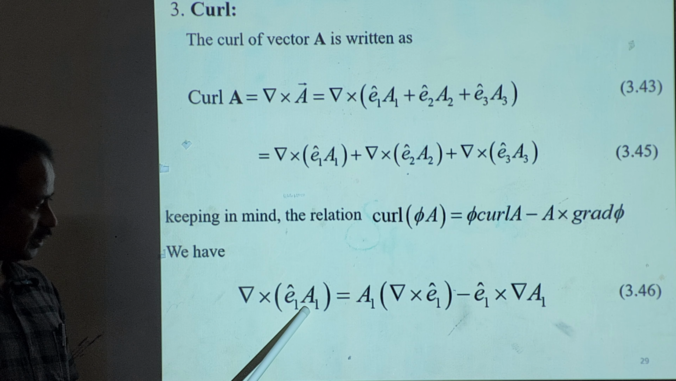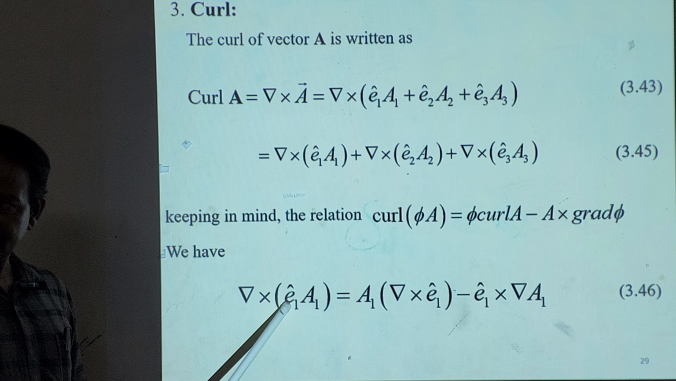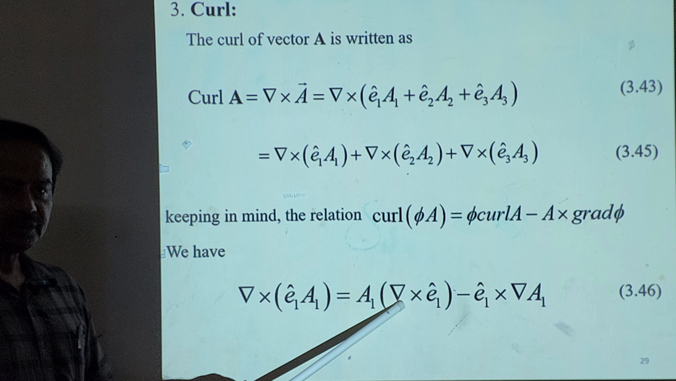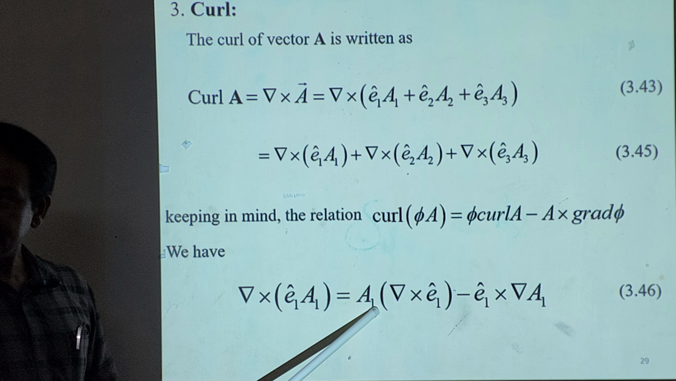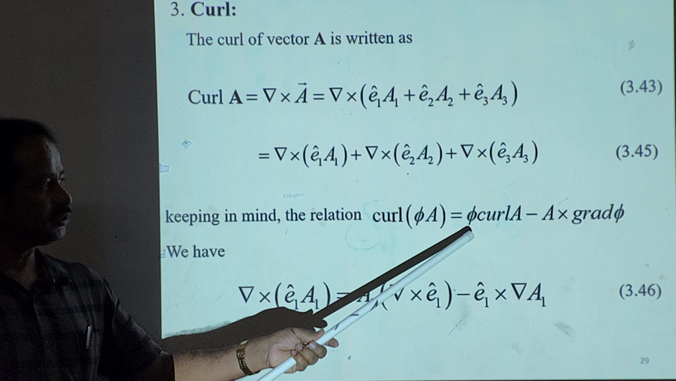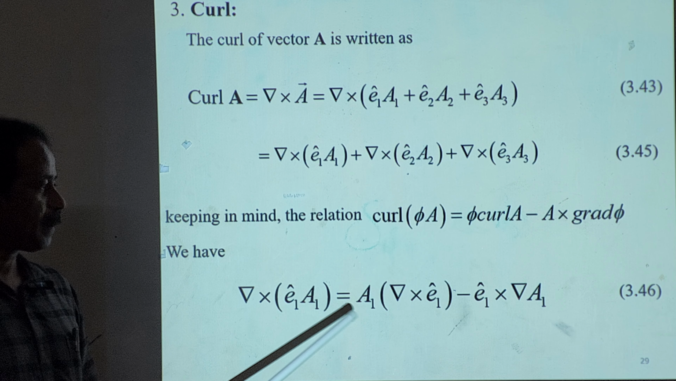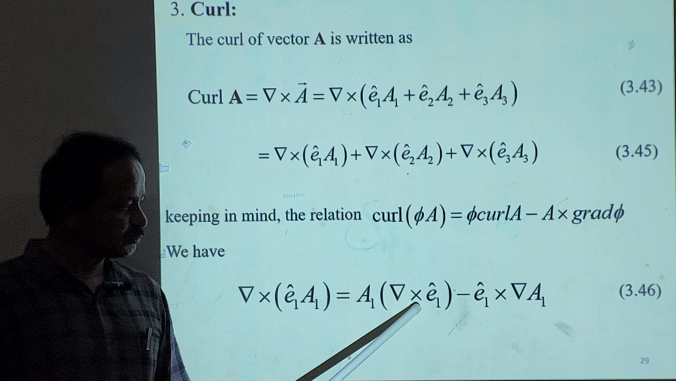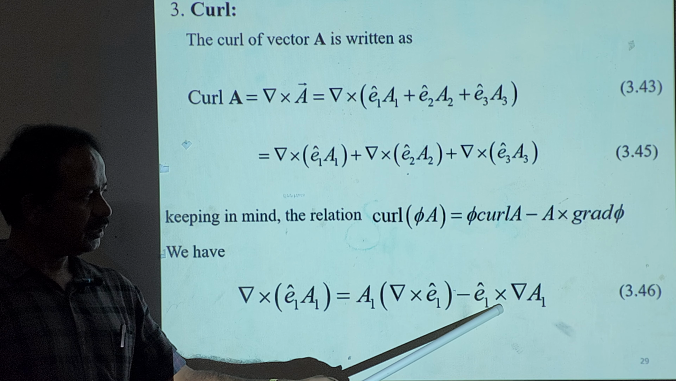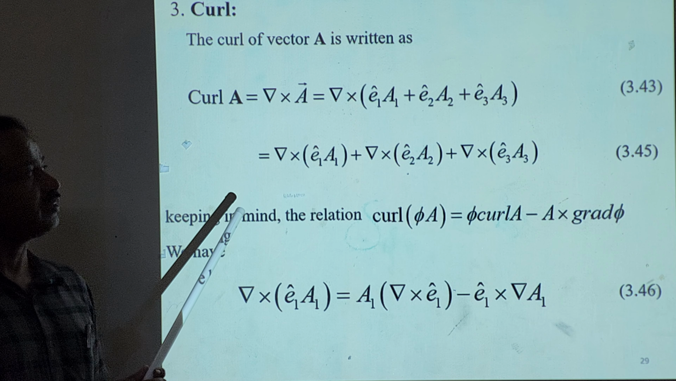So now del cross E1 A1. Instead of phi A, you are going to write E1 A1. So that will give you A1 del cross E1 minus E1 cross del A1. You have to use this vector identity to get the expression for del cross E1 A1. Now we will have to get the expressions for del cross E1 and E1 cross del A1, substitute here and get the expression. That's all.